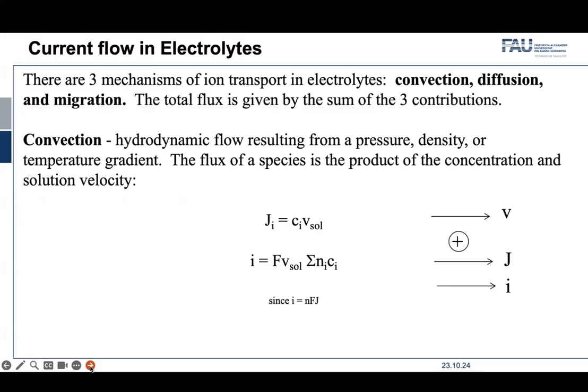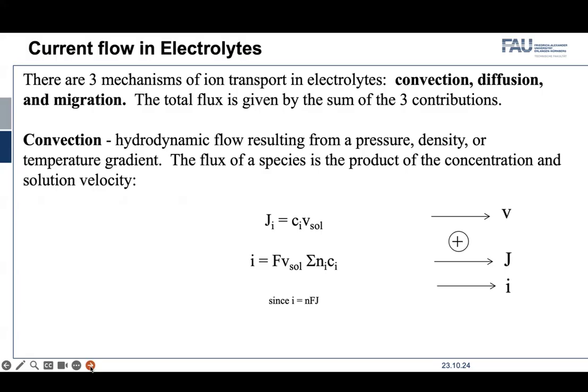It's not really ionic liquids, that has a different meaning, but here we're talking about electrolytes, ion transfer in electrolytes. So convection is when there is a density gradient or temperature gradient within a normally stagnant stream of water, then there is convection. It is related to the velocity of the liquid, and the flux of ionic species is just the product of the concentration and the solution velocity.